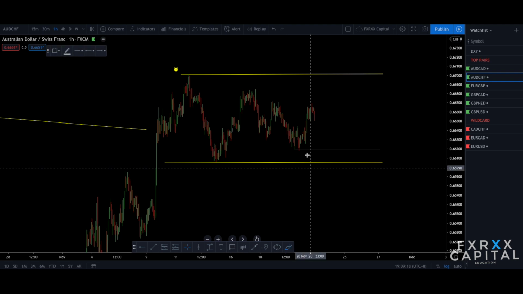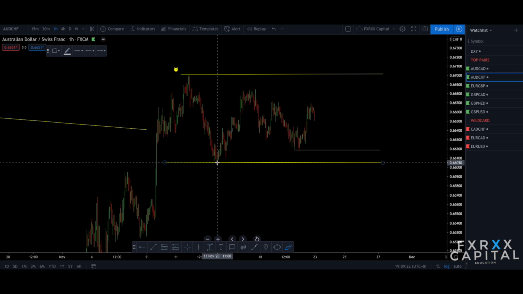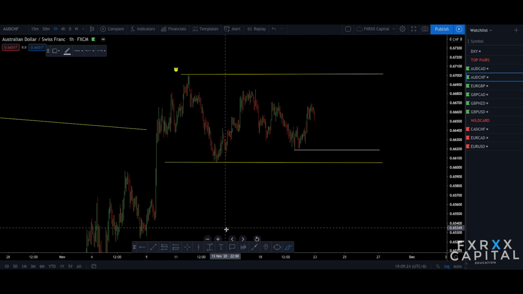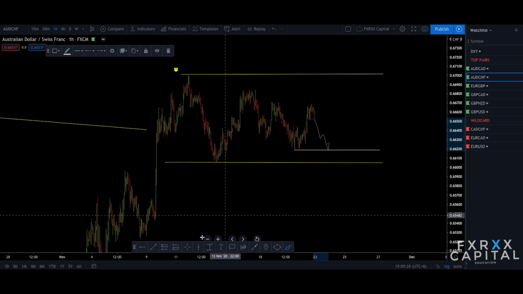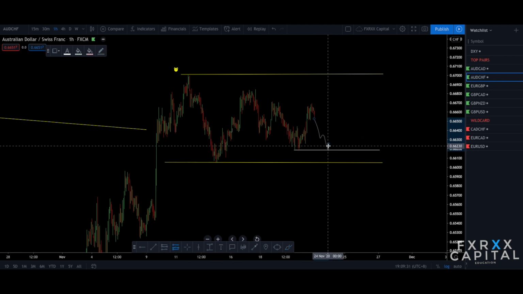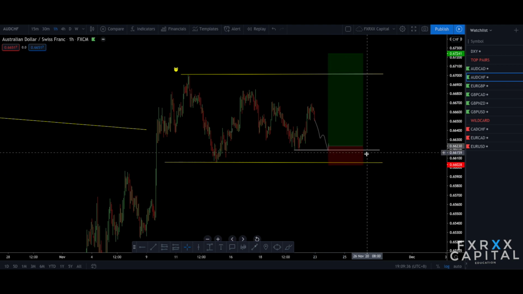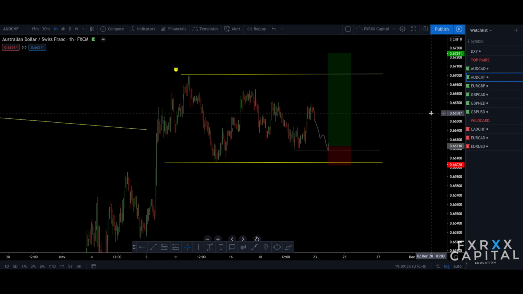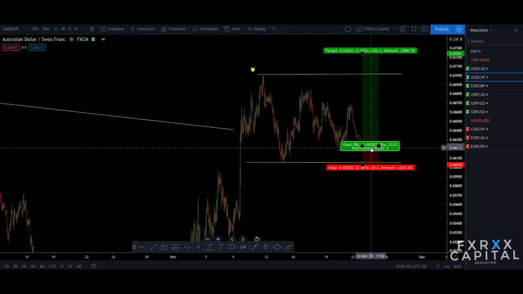What I'm looking for is there are 2 support areas that I have marked from this area. I will set an alert, and I will look for price to touch this area, set my entry order, and go for a long or buy setup. So this will be the setup that I'm looking for next week for this pair, and ready to buy. So I set an alert in this area.